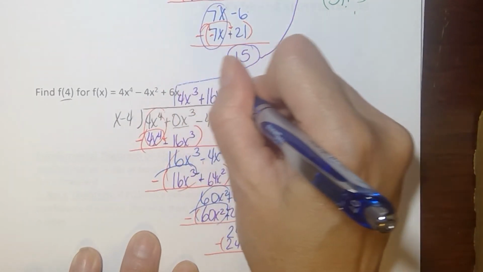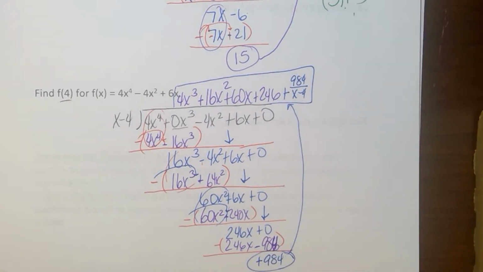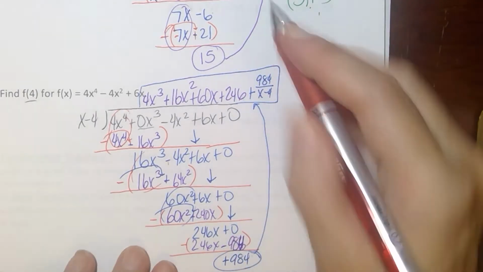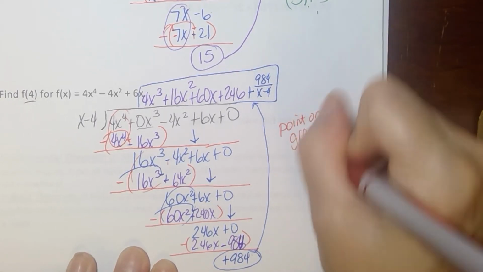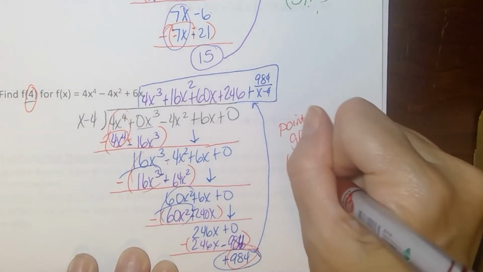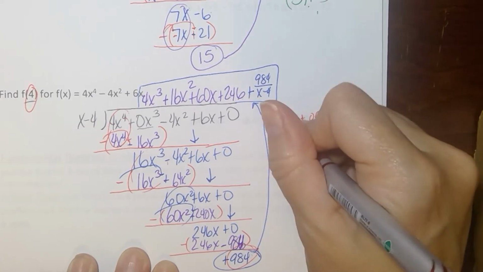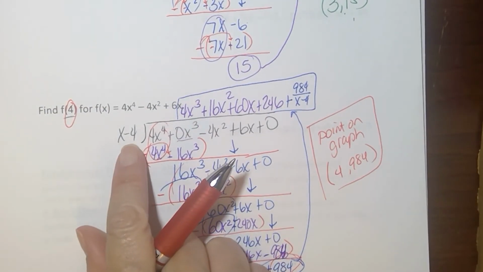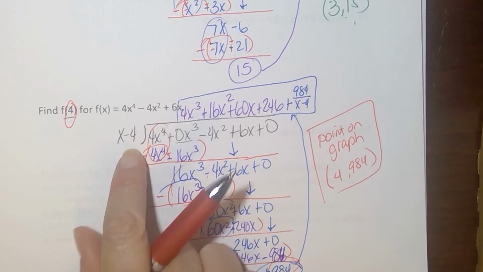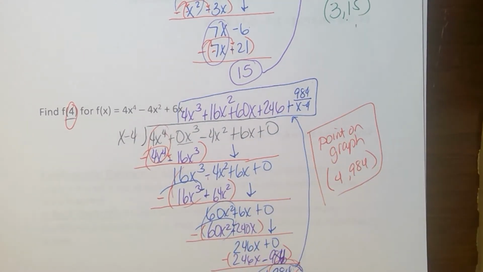This is the quotient when I work that division. Remember that what this means is that I have a point on my graph at the coordinates 4, 984. So I didn't find an x-intercept this time. This expression is not a factor because the function value is not 0. Still an important step to be able to do.